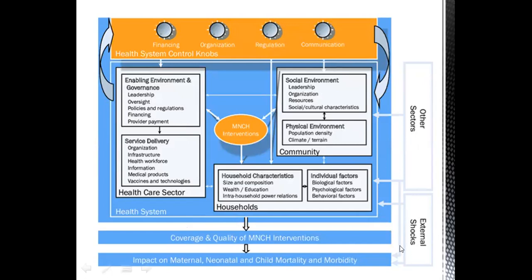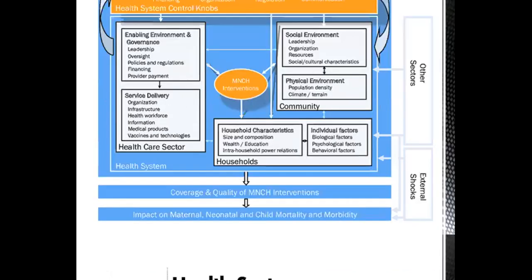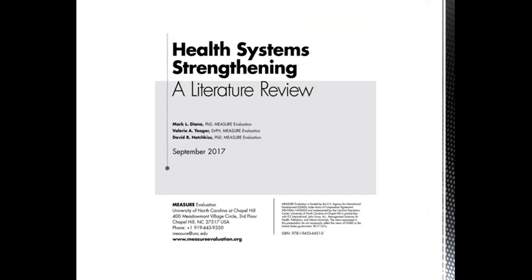This includes external shocks, and they use the WHO control knob framework to improve maternal and child health morbidity and mortality. Health system strengthening: a literature review.